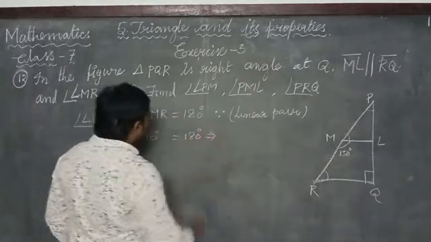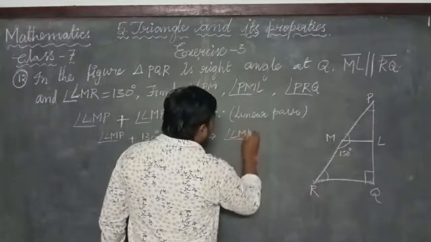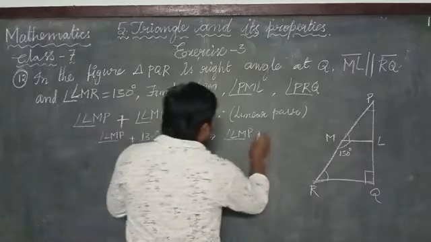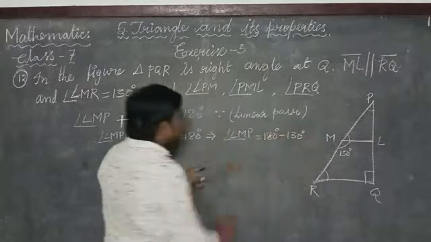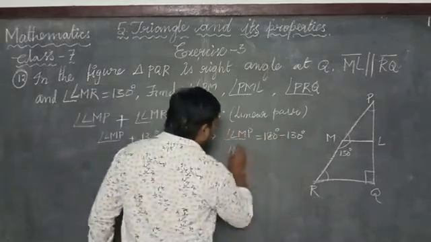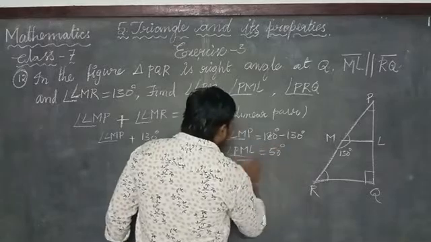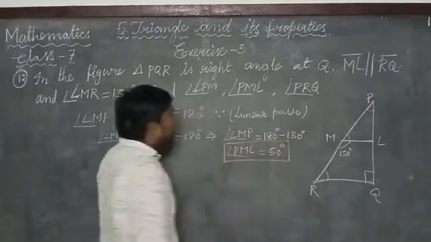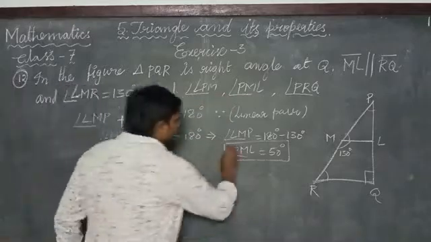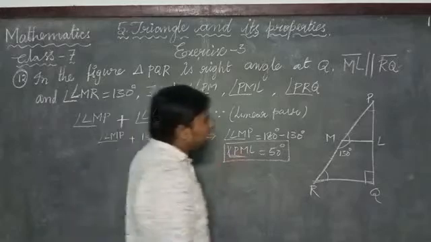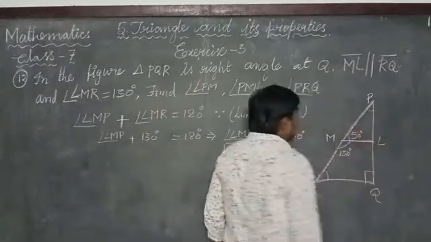It means angle LMP equals 180 degrees minus 130 degrees. This can also be written as PML. PML equals 50 degrees. Here we have found one value, angle PML. Here the angle PML is 50 degrees.